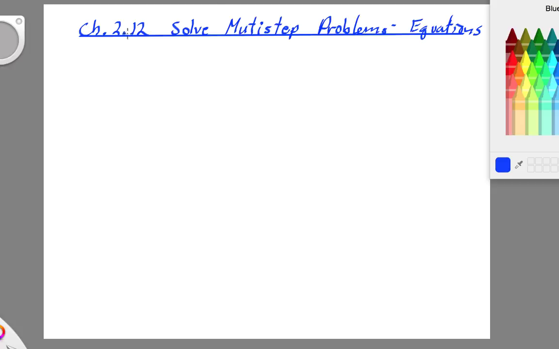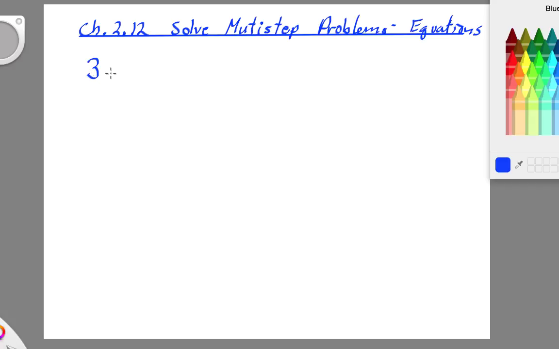Okay, chapter 2.12, solve multi-step problems using equations. Let's just look at the first equation. Chris Murray's computer has 3 memory cards with 64 gigabytes of space each.